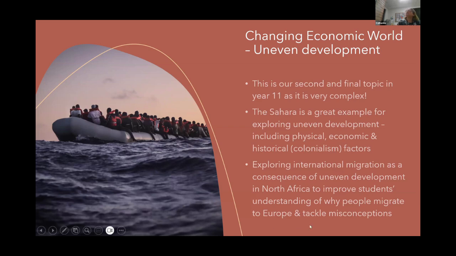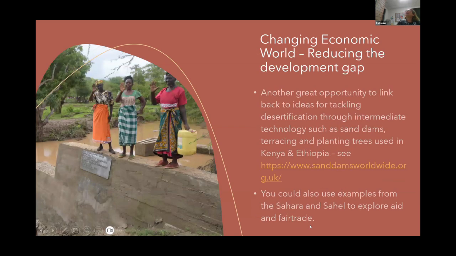And then finally, we can think about the Sahel area as well, and areas near the Sahara Desert, for reducing the development gap. This links in with what Alice was just saying about things like digging wells. Intermediate technology can involve sand dams, terracing, planting trees, all things that are used by an organisation called Sand Dams Worldwide, used in places like northern Kenya, Ethiopia. And so you can explore intermediate technology whilst also linking back to your Sahara Desert case study.